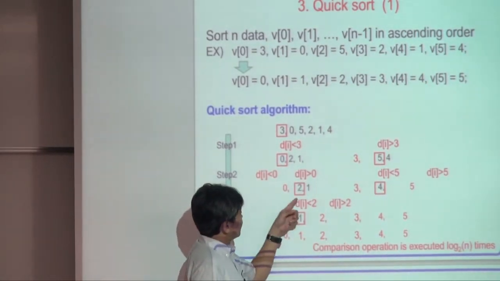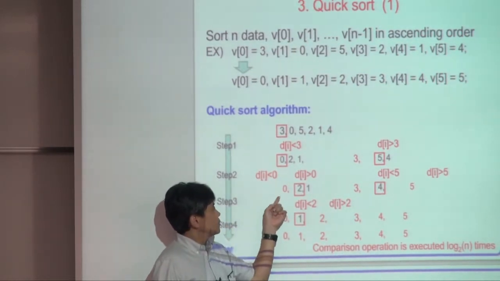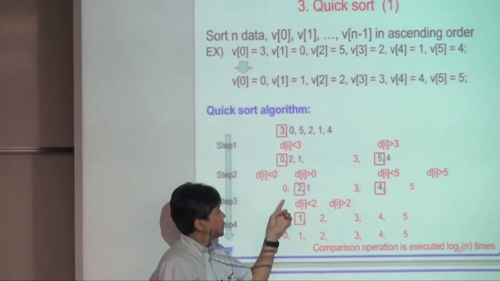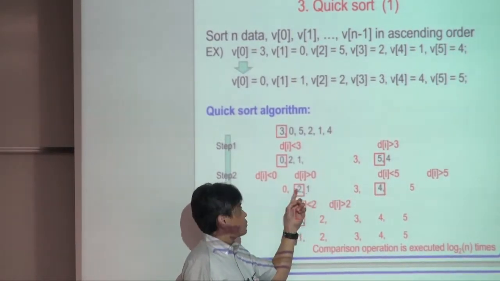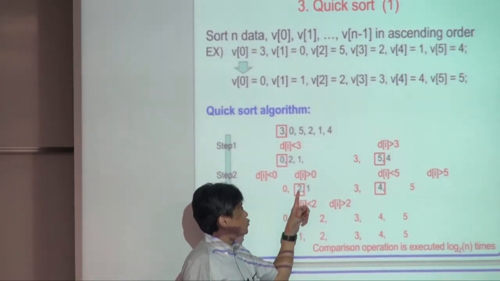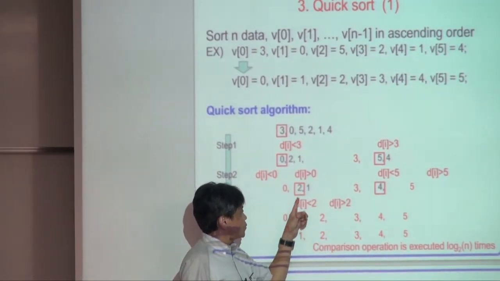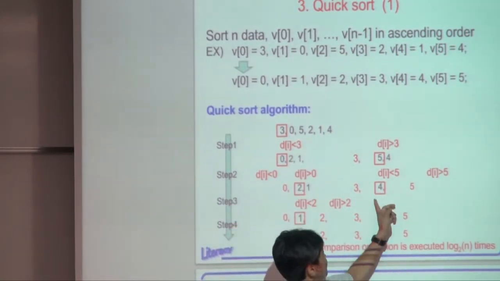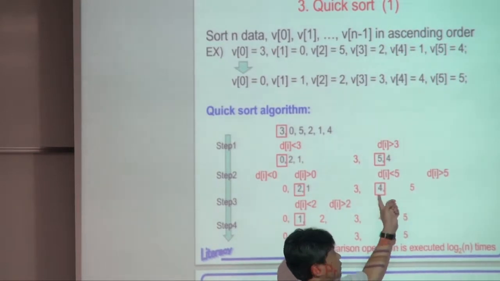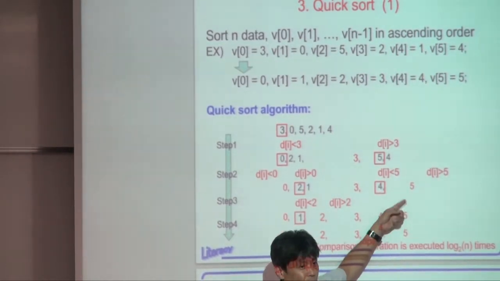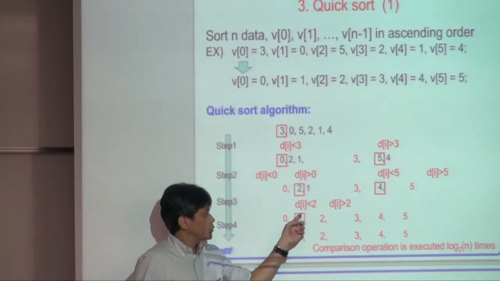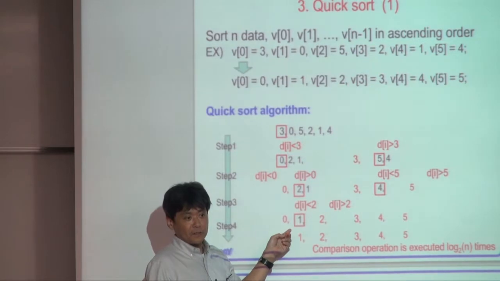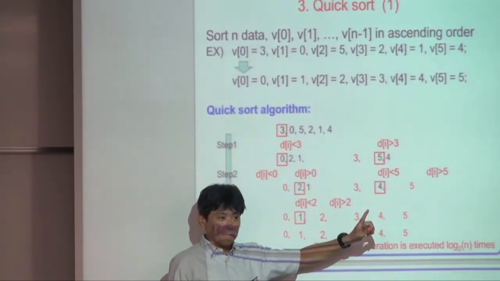In this case there is only one element, so you don't need to divide any more. And this has 2 elements, so you have to divide. The first element is 2, so you can divide 1, 2. These groups have only one element, so you don't need to divide any more. As a result, you obtain the sorted data like this: 0, 1, 2, 3, 4, 5.